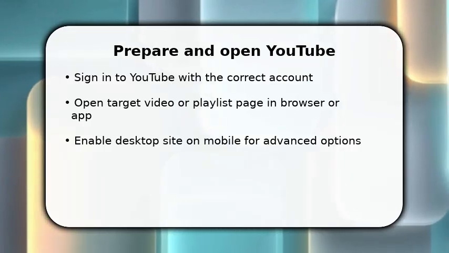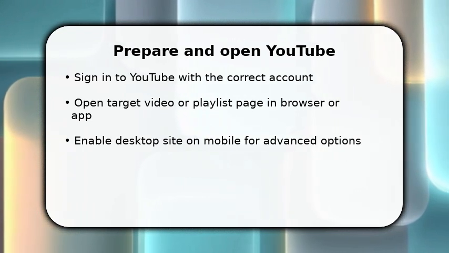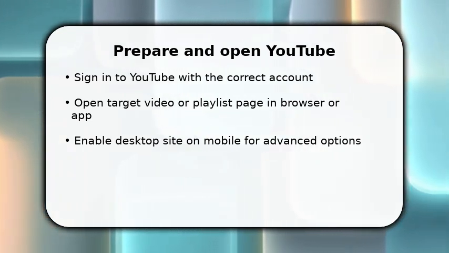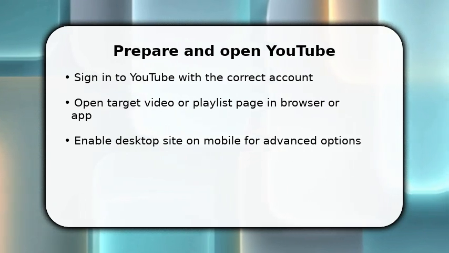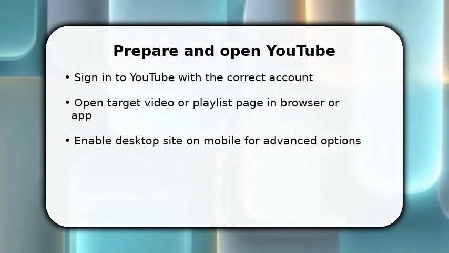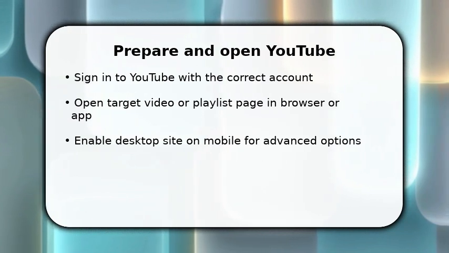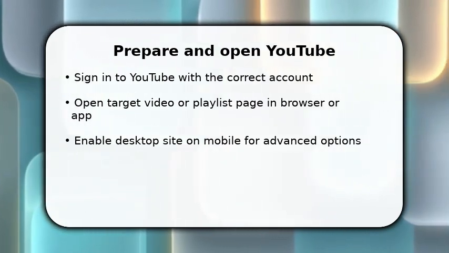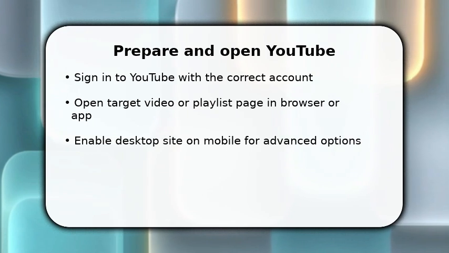You start by opening YouTube and signing into the account that owns or watches the video. Once done, navigate directly to the specific video or playlist you want to extract a link from. That's your working page. If you're on mobile, make sure to enable the desktop site when you need exact controls.